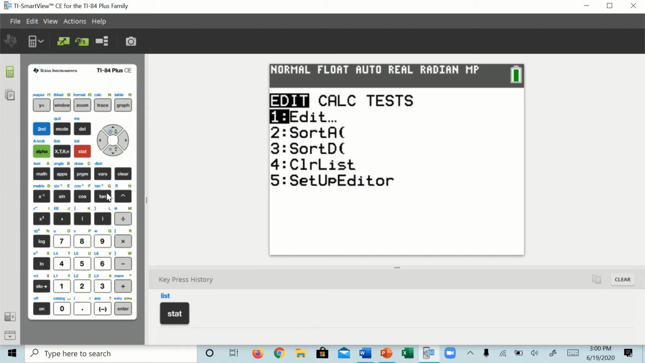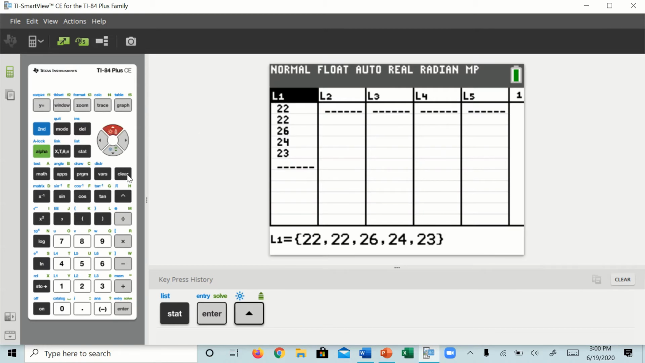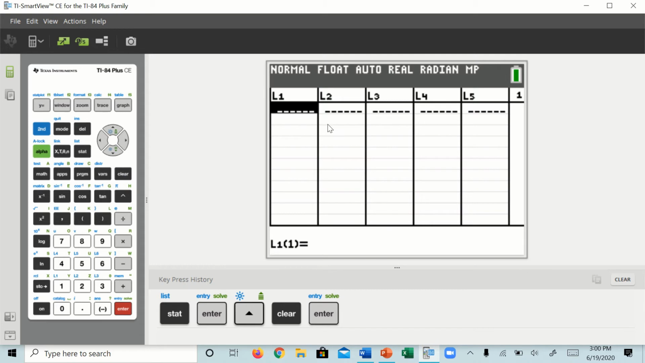So what we want to do is go to stat, enter, right? Stat edit, that's where all of our data is going to go. If you need to clear out everything, you go all the way up to highlight it and hit clear, enter. All right, so now we just got to type in all our data.